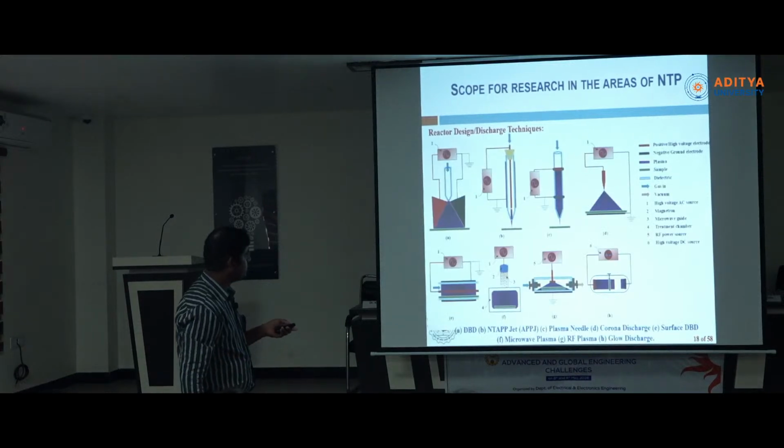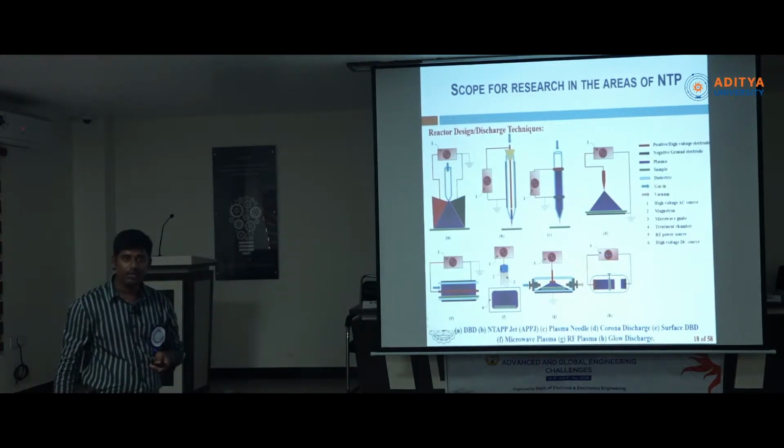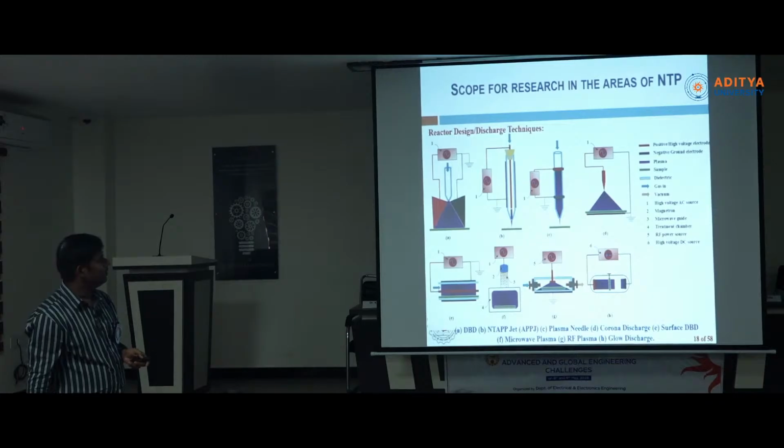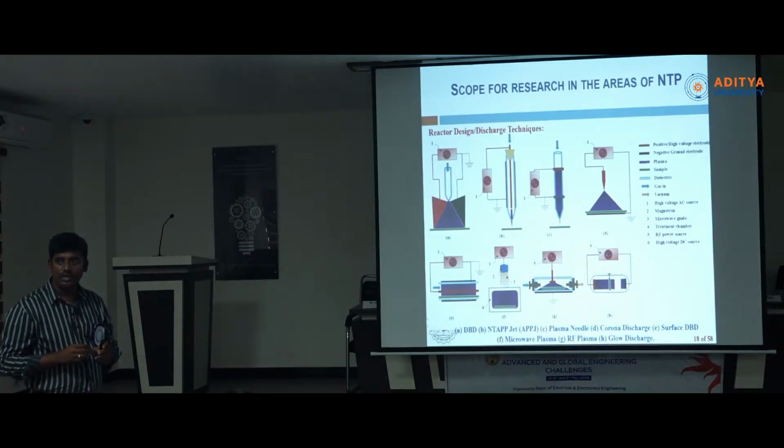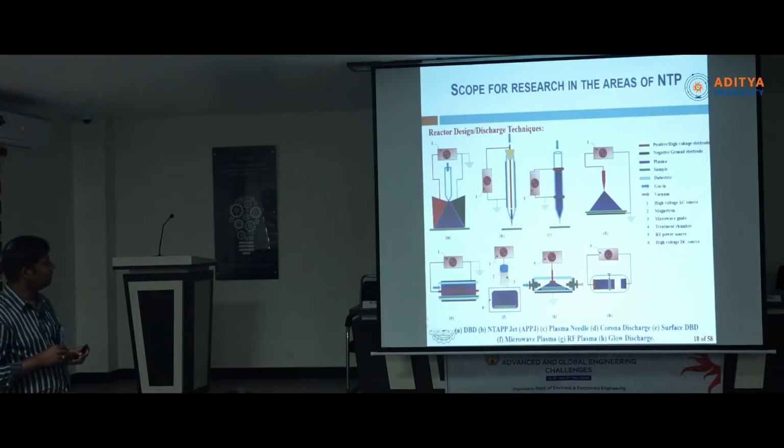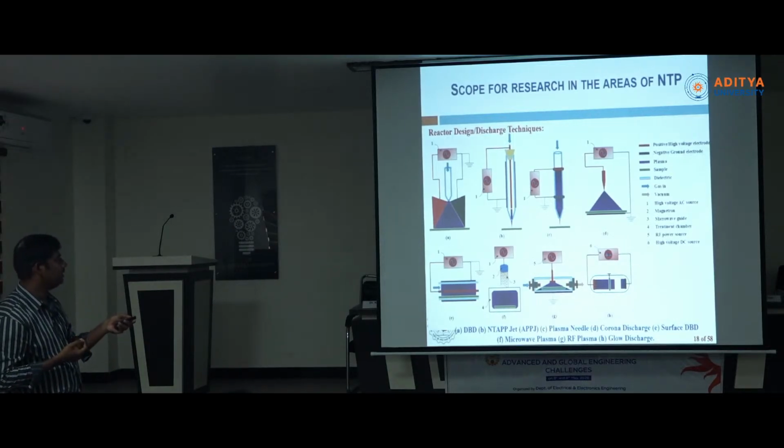Yeah, this many types of discharge techniques are available. You can see DBD is the basic discharge technique, dielectric barrier discharge, that I have already shown you a basic structure of the reactor, but it can be a plasma needle type as shown here. A needle is placed inside this reactor. Then we have corona discharge. Corona discharge can also be there.